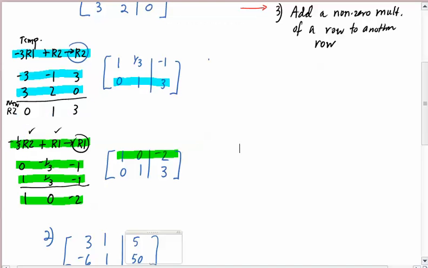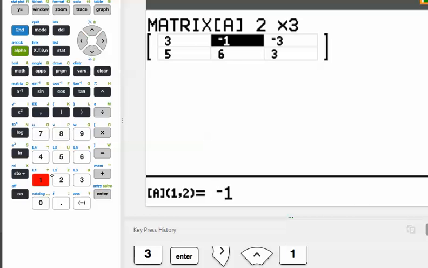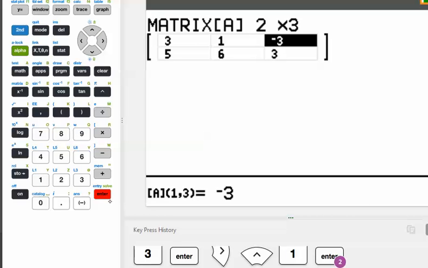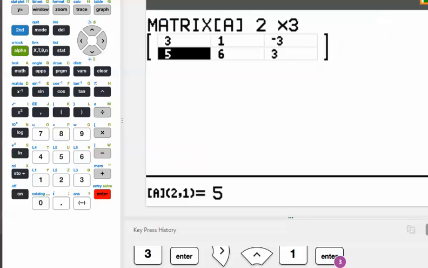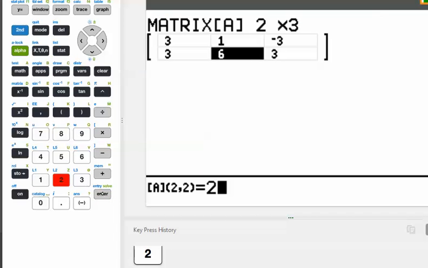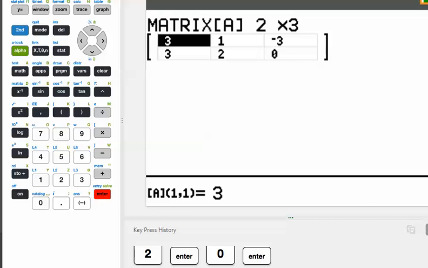And I believe that was just a positive 1. Right? That's positive 1. I made the wrong thing negative. So let's move that over and let's get that to be a 1. Okay, there's that. Alright, good. Now we're ready to put in the second row, which is 3, 2, and 0. So we're going to type in 3, enter, 2, enter, 0. Sorry for the mix-up there. So there's my matrix.